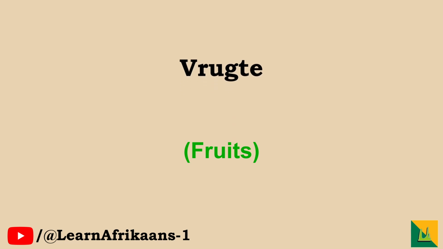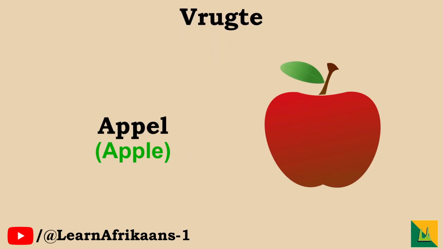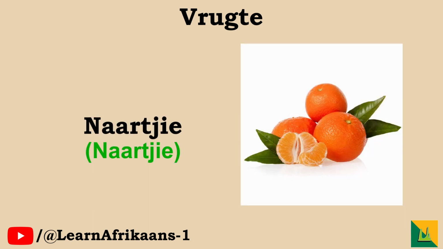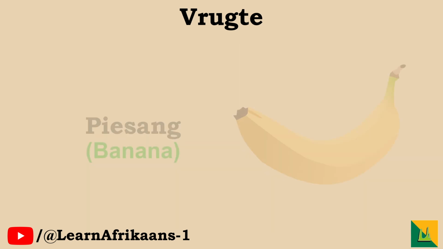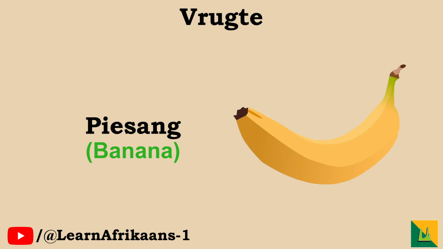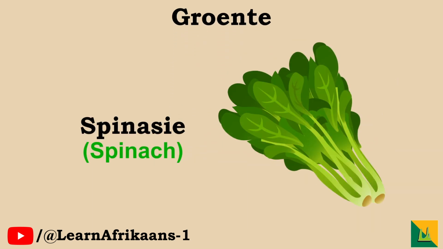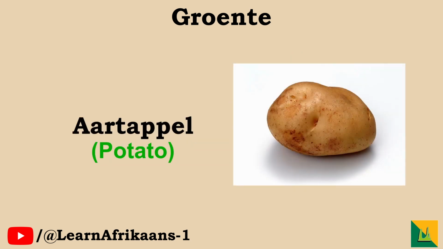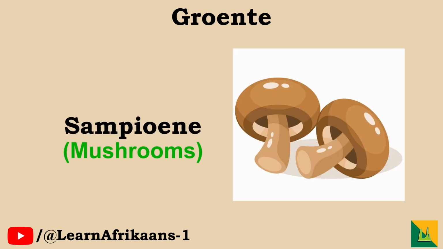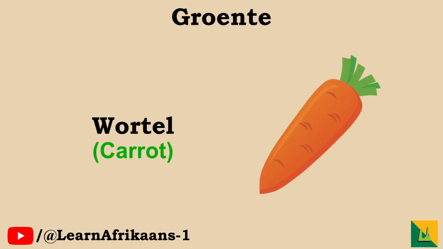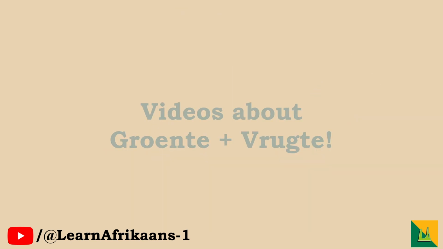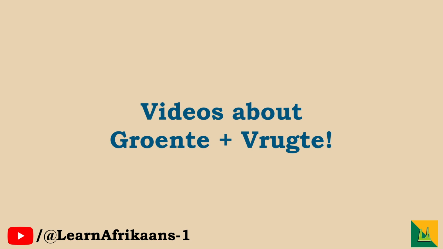Let's look at the food categories and some examples. Vrugte: appel, naartjie, pisang. Groente: spinasie, aardappel, sampioene, wortel. Separate videos will be made about the vrugte and groente.